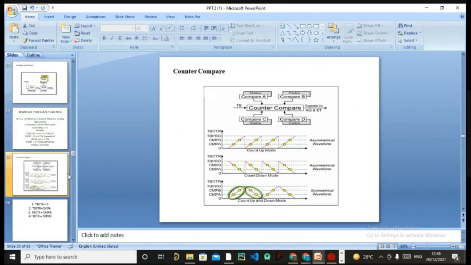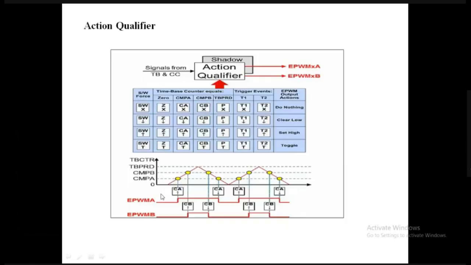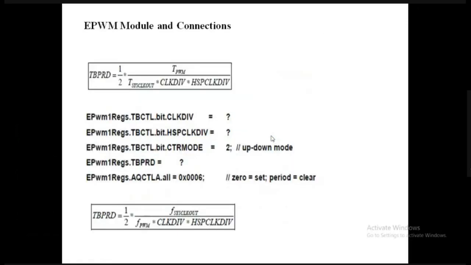There are actually 3-4 registers that you need to remember. One is your TBPRD, then your comparators, and then your action qualifiers. Action qualifiers will give you the action of when to set and when to reset any particular PWM pulse. That will be clear when we see our code. Basically we are generating EPWM A and EPWM B through these 4 things.